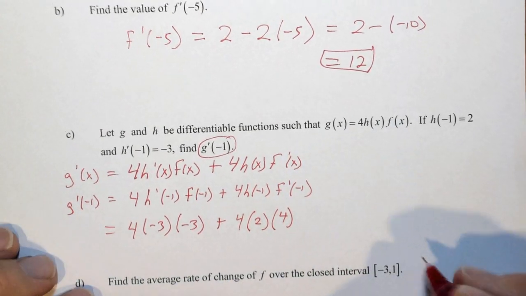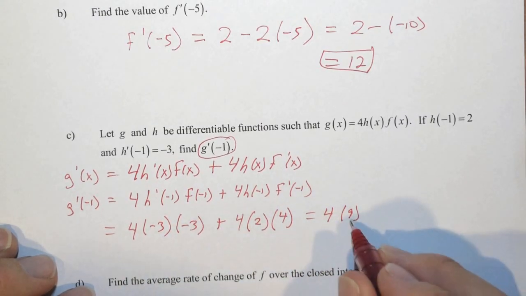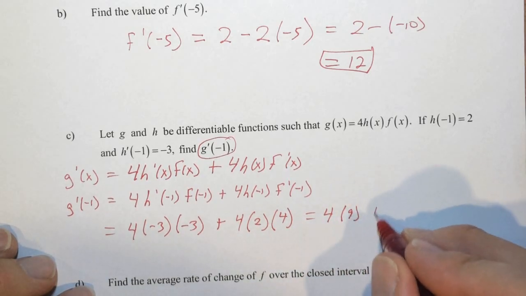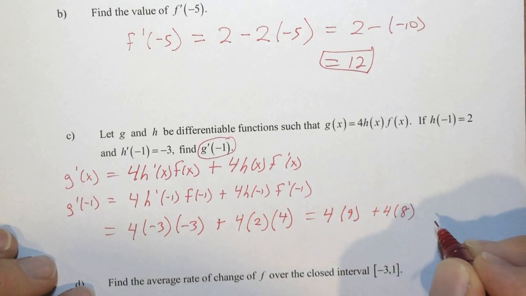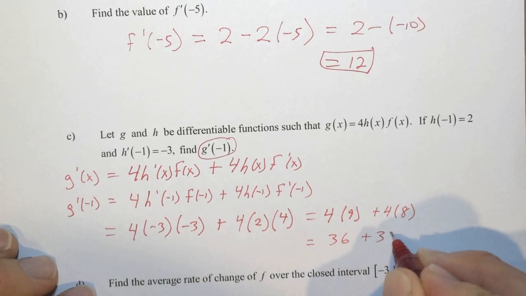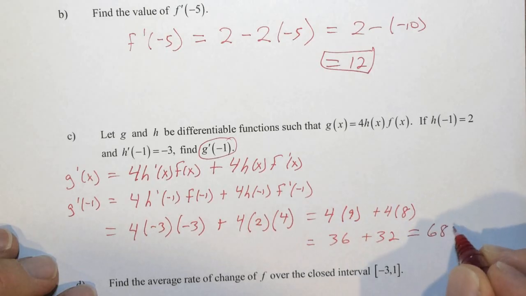So there's our answer. 4 times 9. Negative 3 times negative 3 is 9. 2 times 4 is 8. So 4 times 9 plus 4 times 8. So that is 36 plus 32, or 68.